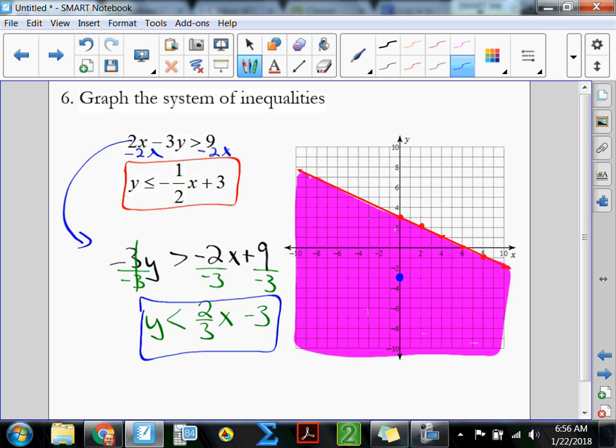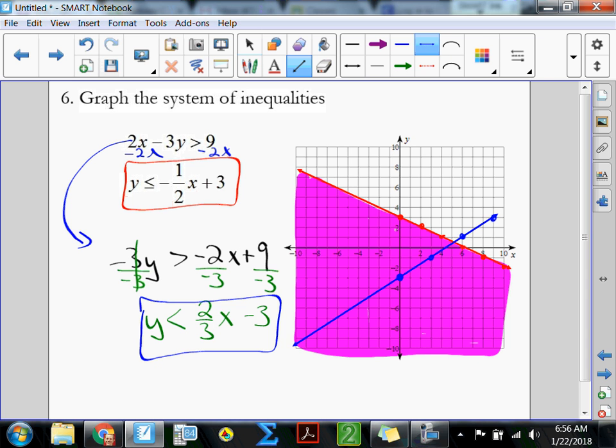So start at minus 3. One of the disadvantages of shading right away is it's a little bit harder to graph then. Up 2, over 3 to the right. And I need a dashed line. I'm going to start with a solid line and then I can make it dashed.